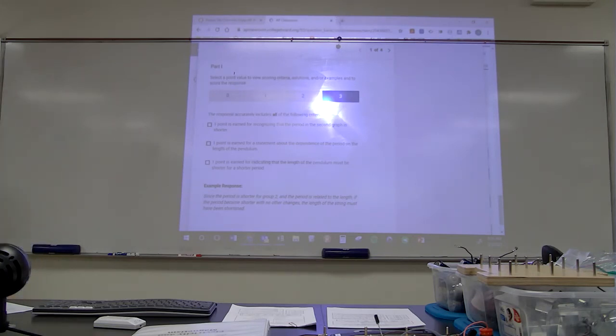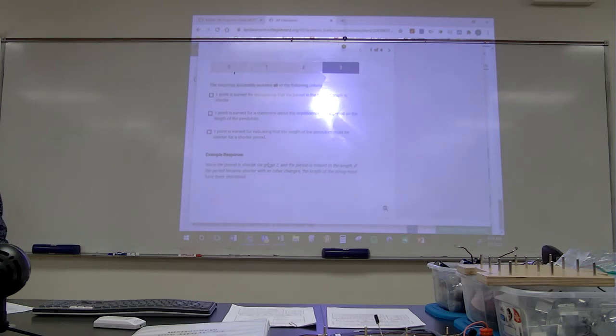So an example response: since the period is shorter for group 2, and the period is related to length, if the period became shorter with no other changes, the length of the string must have been shortened. And that would get you all 3 points.